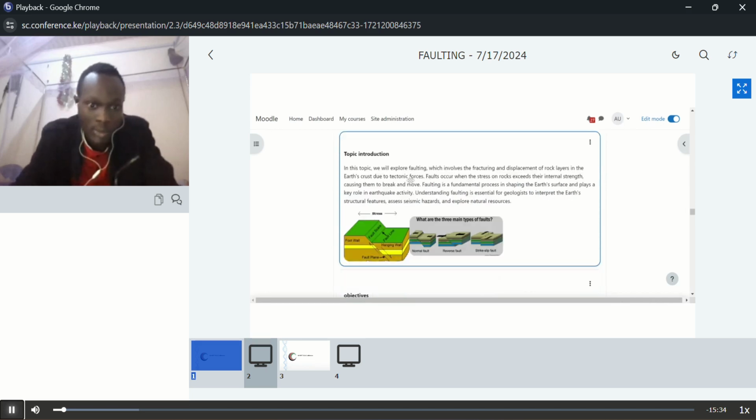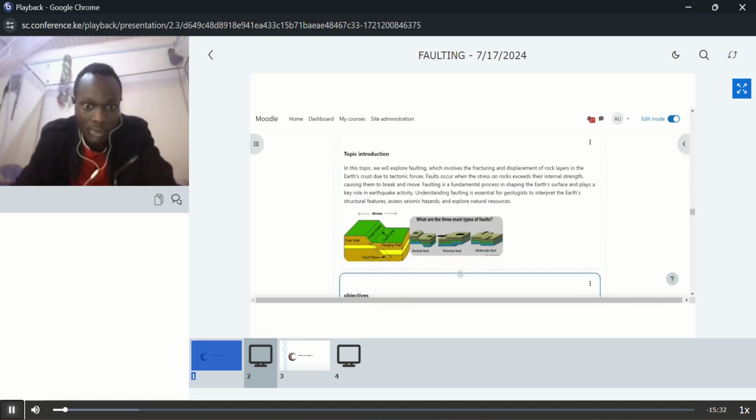And in this topic, we will explore faulting, which involves the fracture and displacement of rock layers in the Earth's crust due to tectonic forces. Faults occur when the stress on rocks exceeds their internal strength, causing them to break and move. Faulting is a fundamental process in shaping the Earth's surface and plays a key role in earthquake activity.